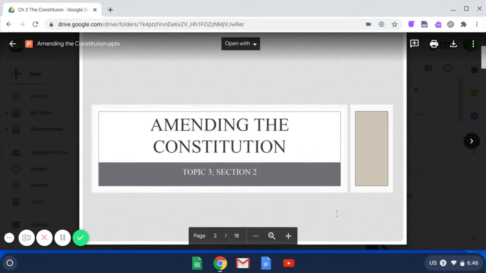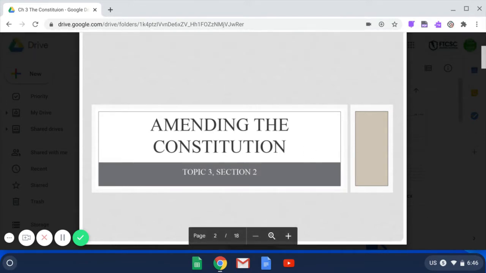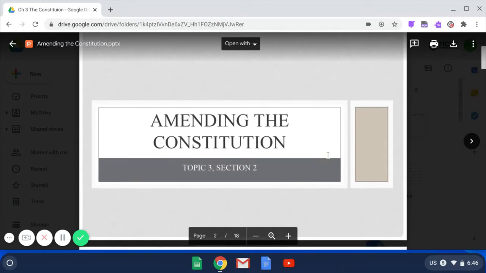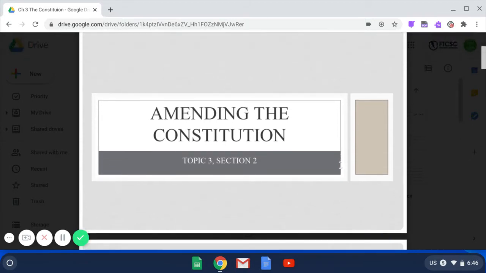Topic 3, Section 2, Amending the Constitution. This is all about how we can make changes to the Constitution and why we make changes to the Constitution. There'll be some review in these notes as well.